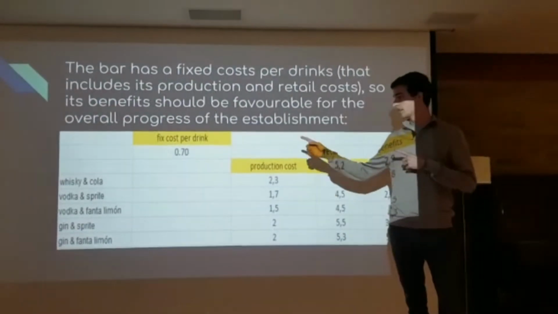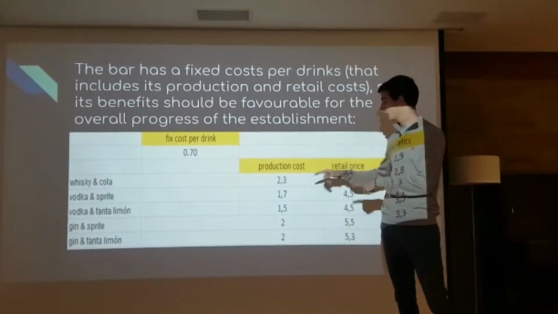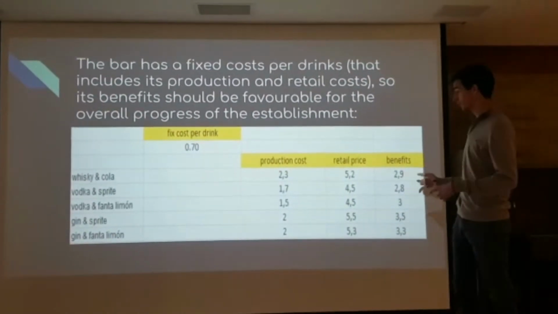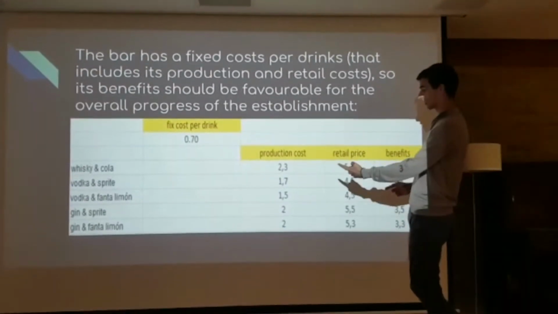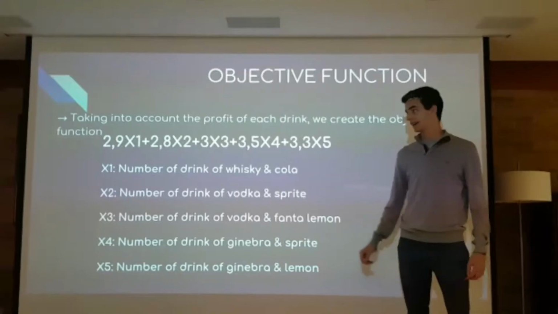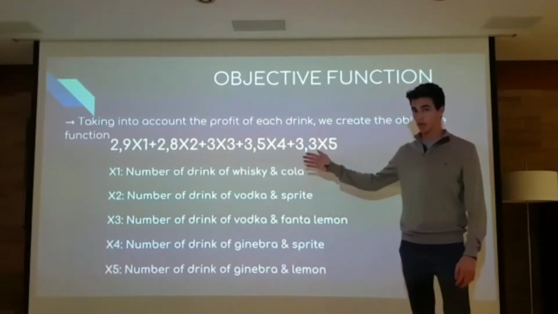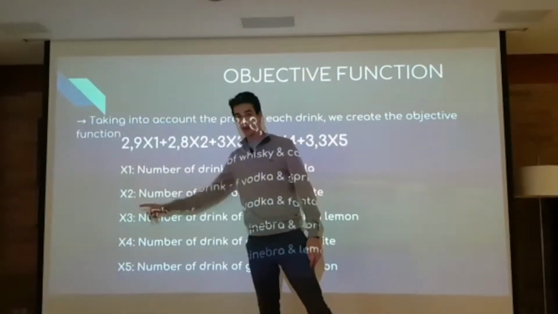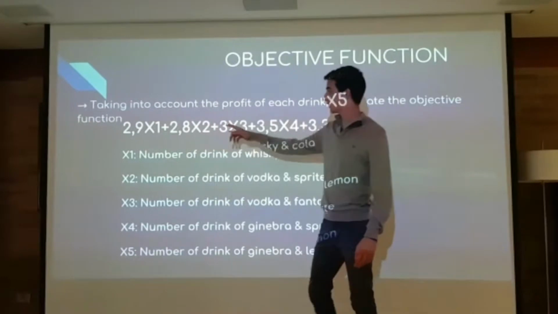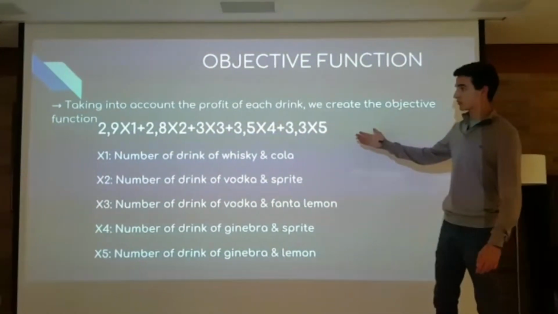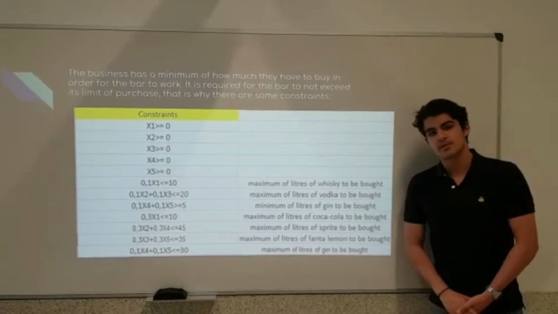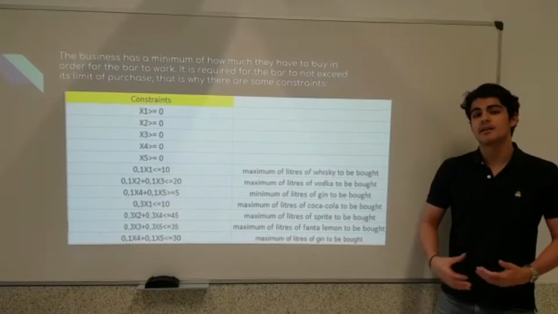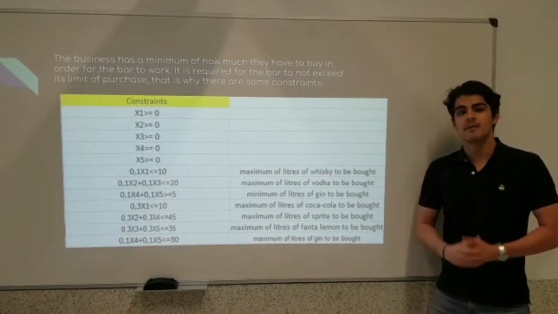So here we have the fixed cost per drink that we have already included in the production cost of each drink. And then to obtain the benefit, we have to do the retail price minus the production cost. And then we have the benefit per each drink. Here we find the 5 variables, where each one represents the number of drinks of each type. And then we multiply each variable by the benefit and we add them all up in order to have the maximum profit. Constraints. We have 12 constraints over here, and 5 of them are non-negative constraints since the bar cannot sell a negative amount of drinks.